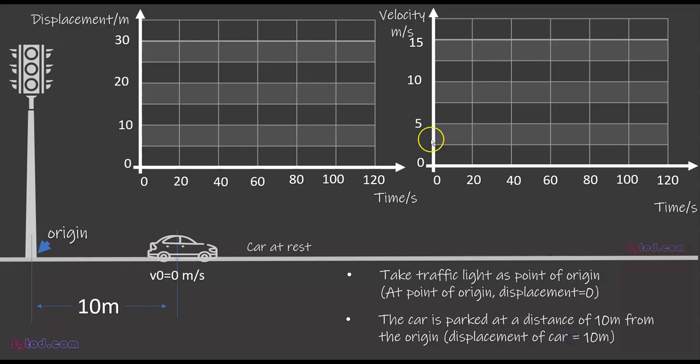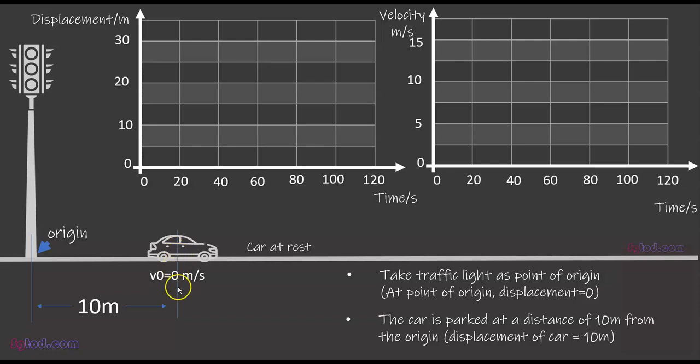We have up here two graphs. Both have x-axis representing time in seconds. The graph on the left has a y-axis representing displacement of the car from the origin at various time intervals. This is called a displacement time graph. The next graph has a y-axis representing velocities of the car at various time intervals. This is called a velocity time graph.